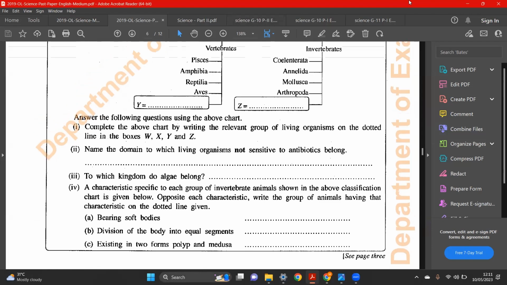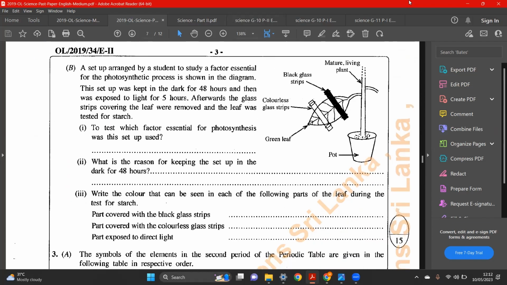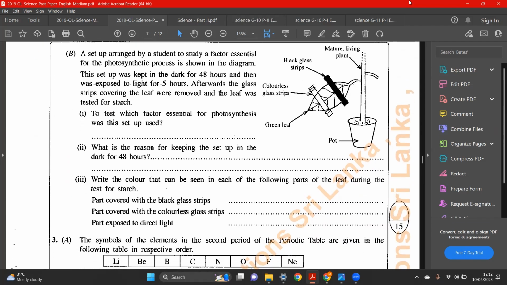So soft bodies are mainly your mollusca, things like your snails, mollusca. Division of the body into equal segments is annelida. If they talk about division of the body into 3 main segments, that's your arthropoda. Okay. Then existing in 2 forms, the polyp and medusa, that is definitely your coelenterata, or sometimes we also use the word cnidaria. Okay, then part B, they've given you a setup to study something with regards to photosynthesis.